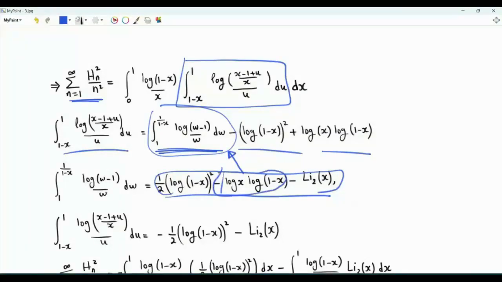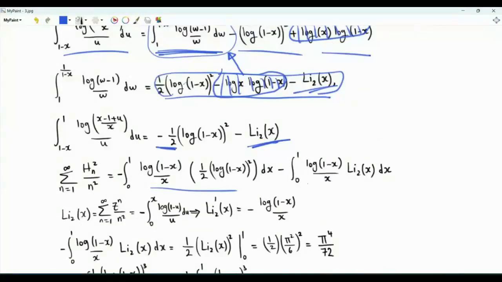Note that this term here and this term will cancel. We have here minus log(1 minus x) squared. Here we have 1/2. These two guys can be combined as minus 1/2 log(1 minus x) whole squared. And then we have the Dilogarithm function. This is the inner integral here. So let's insert it and carry out the last step of integration. We have two integrals. Let's start with this integral first.